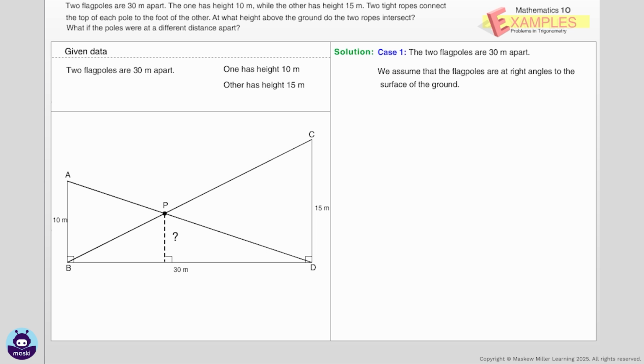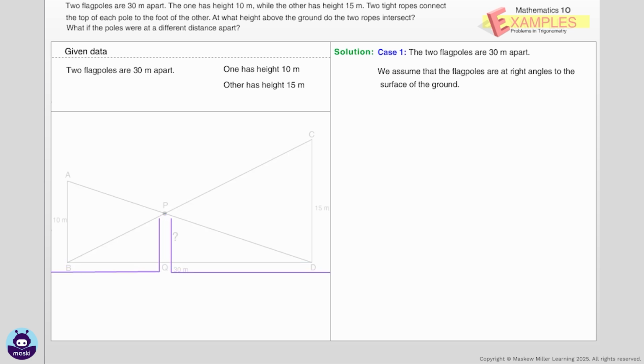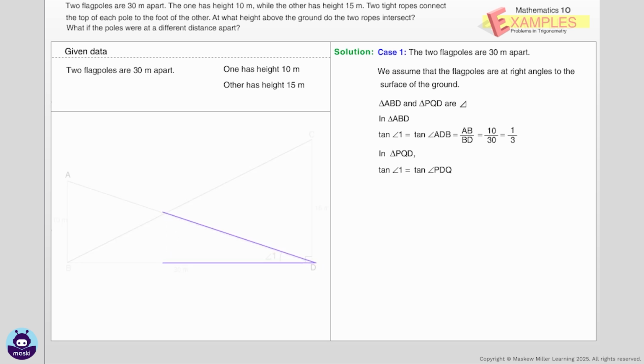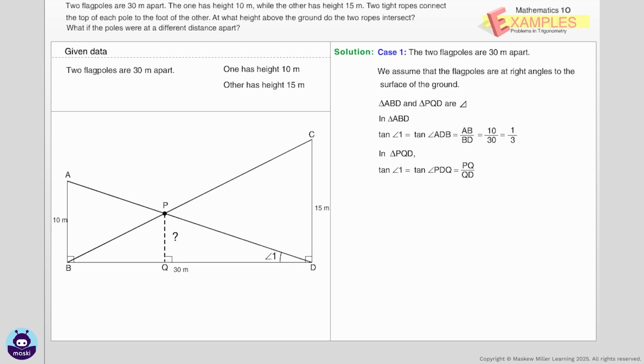Let us name the point where the vertical line from P meets the ground as Q. PQ will be perpendicular to the ground, so there is a right angle at Q. Triangle ABD and triangle PQD are right angle triangles, where we apply the trigonometric ratios. In triangle ABD, tan of angle 1 equals tan angle ADB equals AB over BD equals 10 over 30 equals 1 over 3. In triangle PQD, tan of angle 1 equals tan angle PDQ equals PQ over QD equals 1 over 3. Therefore, PQ equals QD over 3. We call this equation 1.